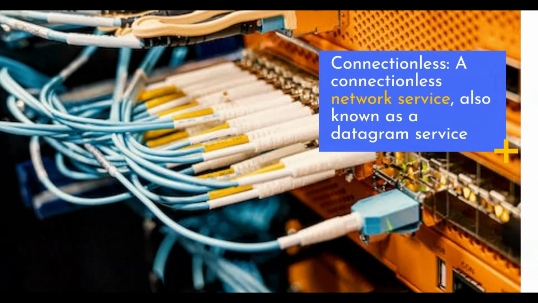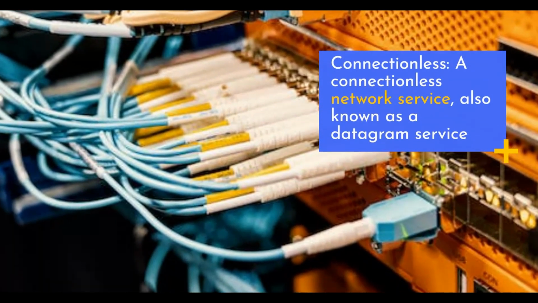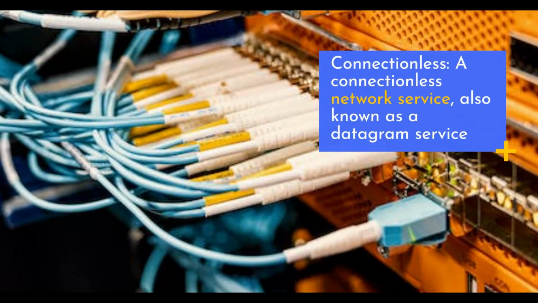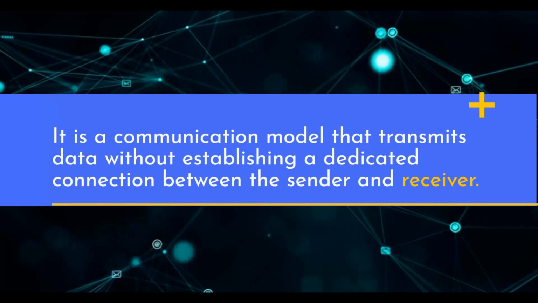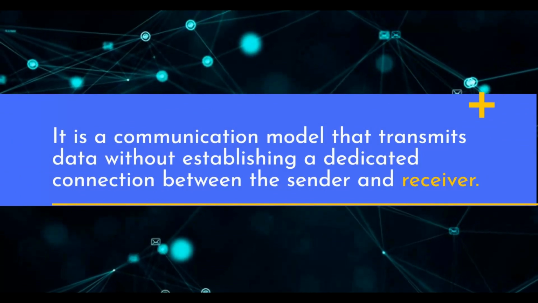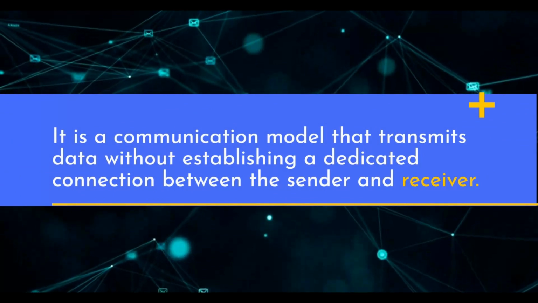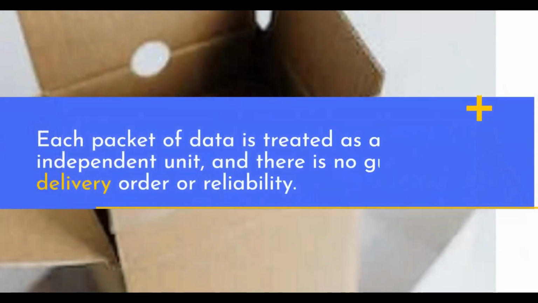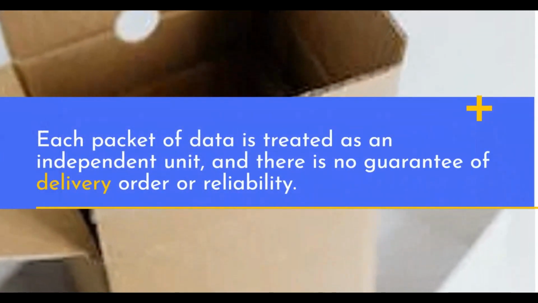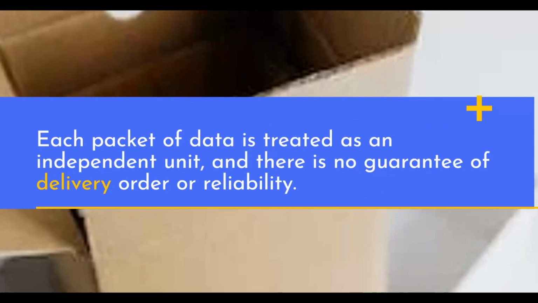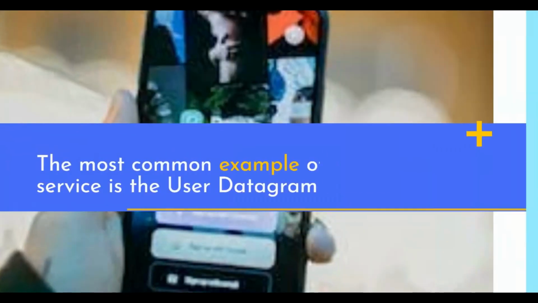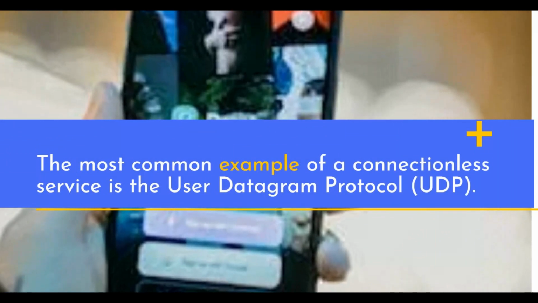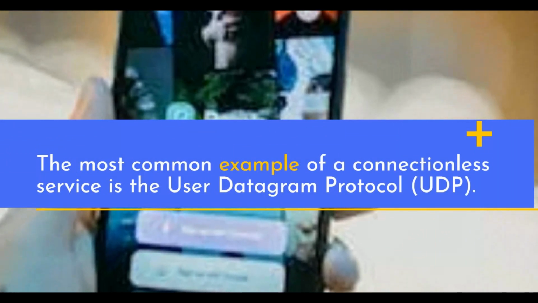A connectionless network service, also known as a datagram service, is a communication model that transmits data without establishing a dedicated connection between the sender and receiver. Each packet of data is treated as an independent unit, and there is no guarantee of delivery order or reliability. The most common example of a connectionless service is the User Datagram Protocol, UDP.